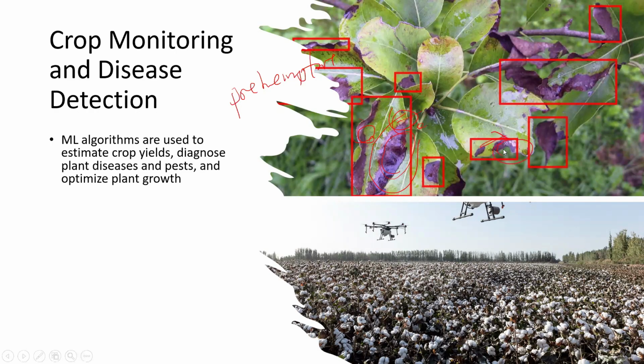Because at this level, sincerely, if care is not taken, there is nothing that could be done to stop it. It will have been spreading among the plants. So using a machine learning-based predictive solution, we can preemptively diagnose it before the symptoms actually start. Apart from using it for crop monitoring to estimate crop yields, we can also use it to diagnose plant diseases and pests and then optimize plant growth. As they say, prevention is better than cure.